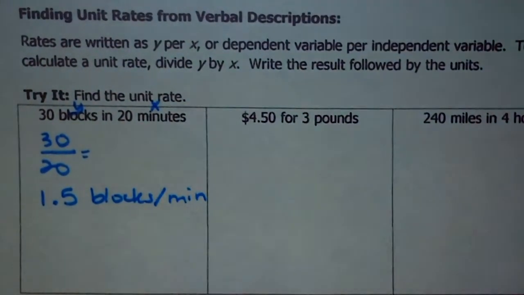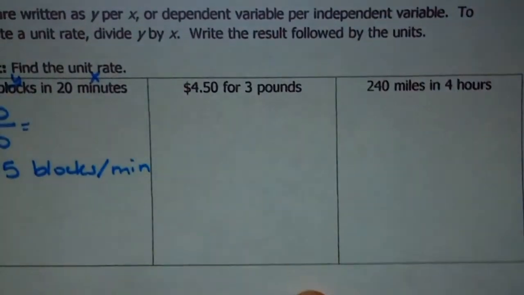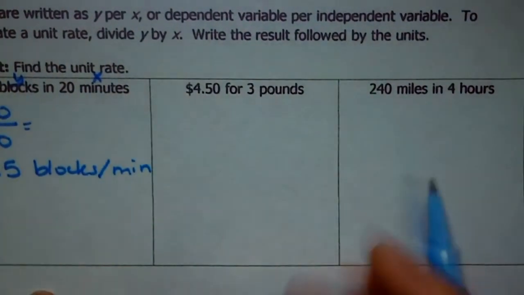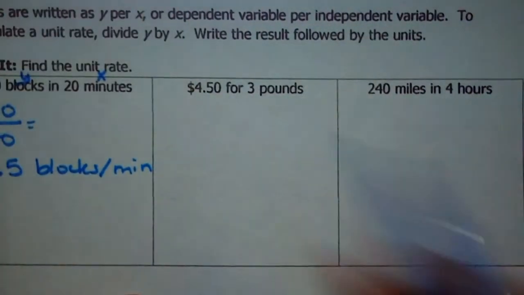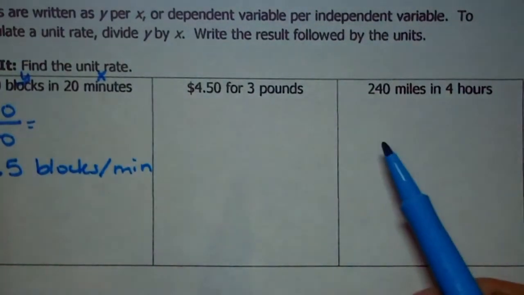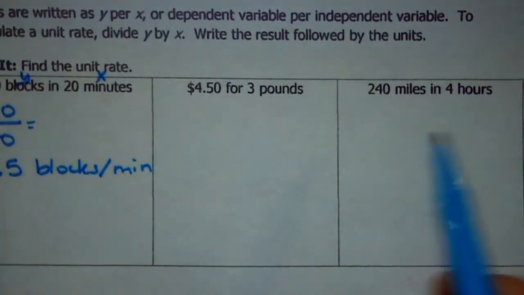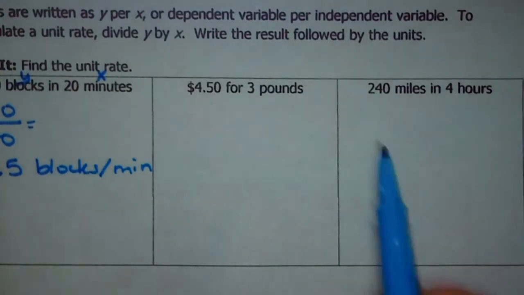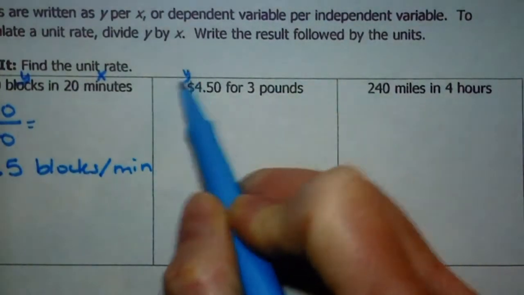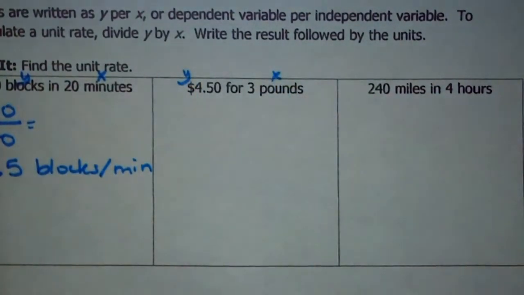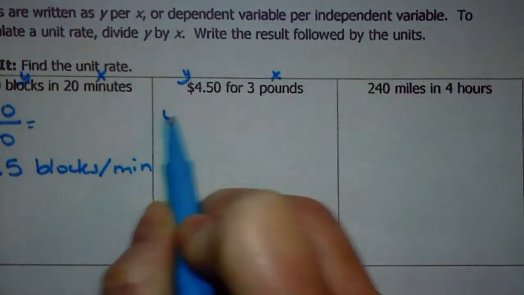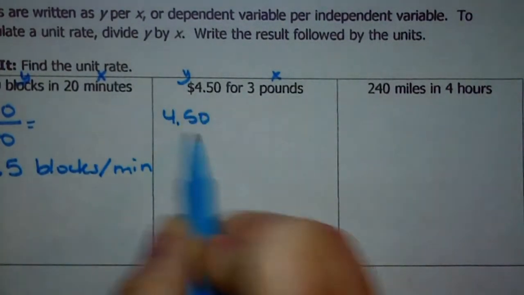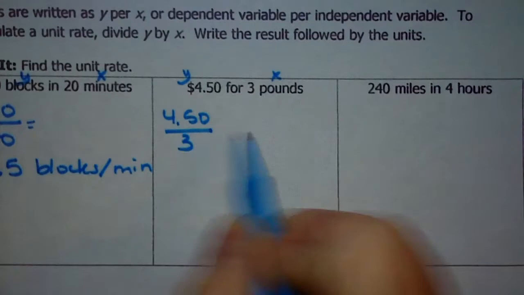All right, let's say you are at the grocery store and you see some grapes and there's a sign that says $4.50 for 3 pounds, and you want to know, okay, well, how much for 1 pound, right? I want the cost per pound. So it's dollars are my y, pounds are my x. So all I need to do is take my y and divide it by my x.